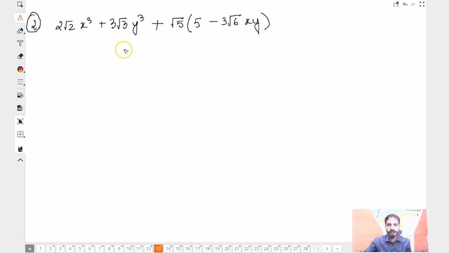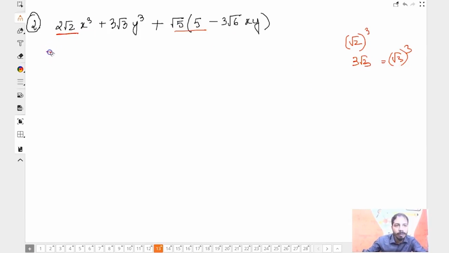Similarly, this question. Now it seems a little bit difficult, but it's not actually difficult because you see the same identity can be used in this one also. How? First of all, I know that 2 root 2 can be written as (root 2) cube. We can write it. And similarly 3 root 3 can be written as (root 3) cube. And here you have 5 root 5.